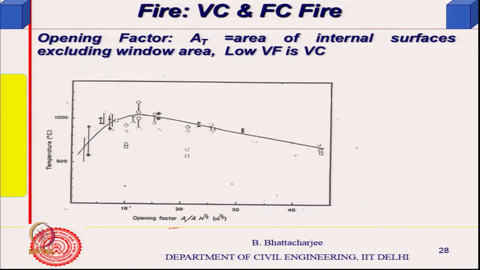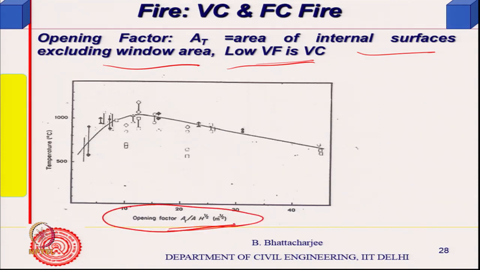What they have done is find out A_T, the area of internal surfaces excluding the window area. People have measured it, and this is the opening, they call it the opening factor. I told you that I gave you that formula, 0.067, remember, the opening factor. This comes from this kind of experimentation. So, people have done experimentation, and the opening factor is given by this.